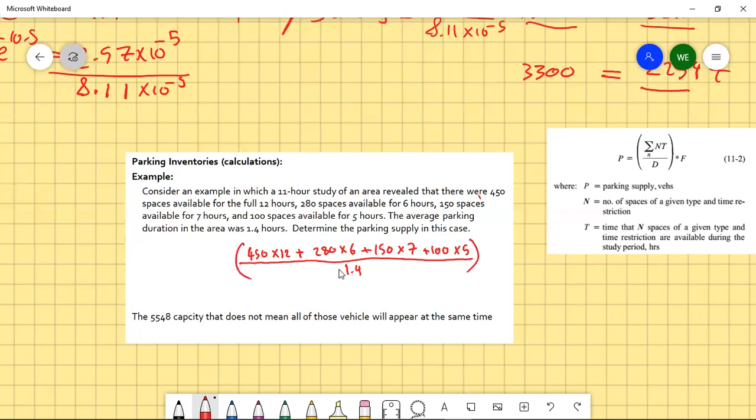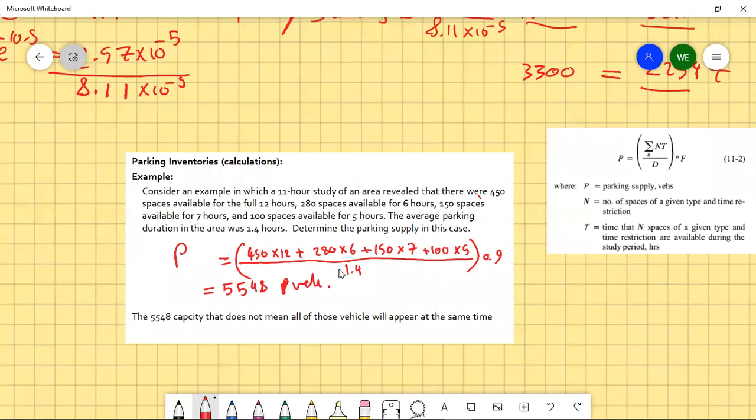Let's assume a sufficiency rate of 0.9. So here, this is P. Let's calculate this value and see how many parking spots are available per hour. So 450 multiplied by 12, plus 280 multiplied by 6, plus 150 multiplied by 7, plus 5 multiplied by 100, divided by 1.4, multiplied by 0.9. So we end up with 5,548 parking spots, or vehicles.